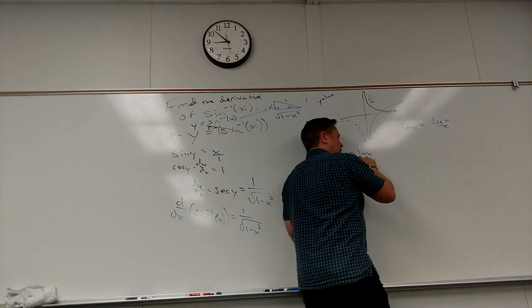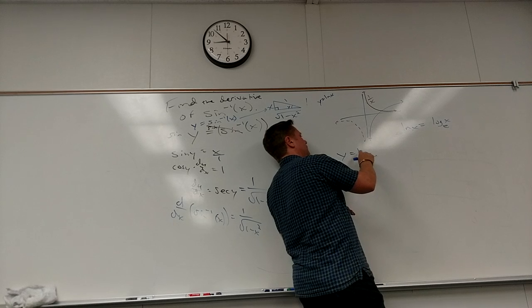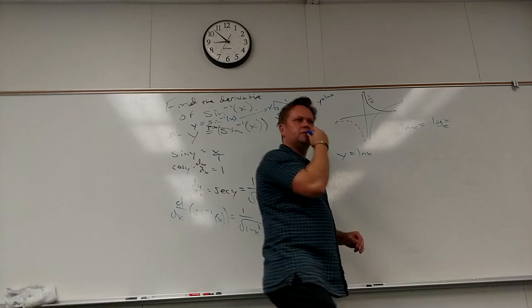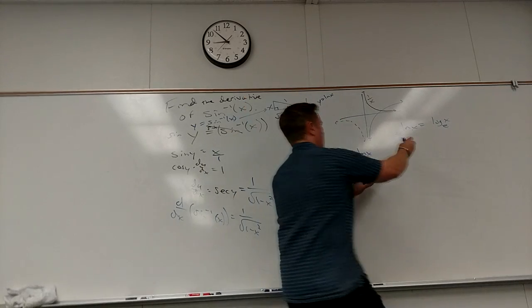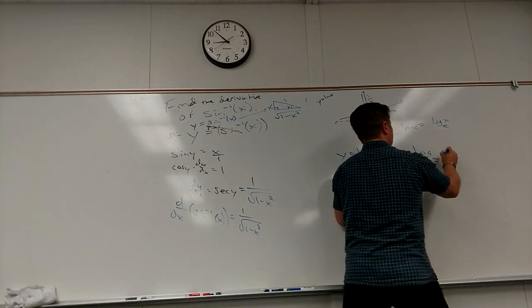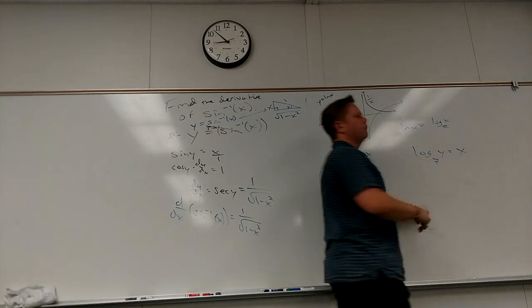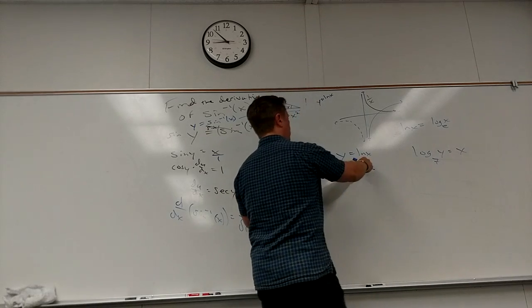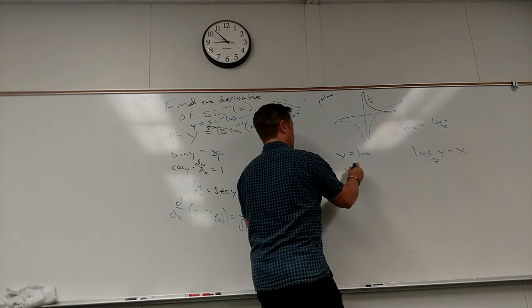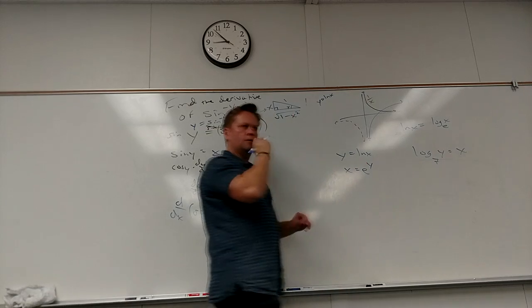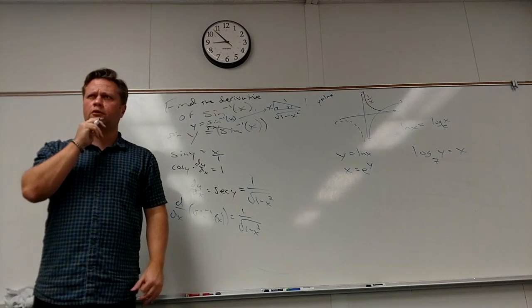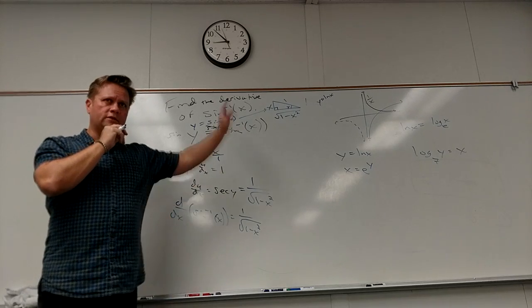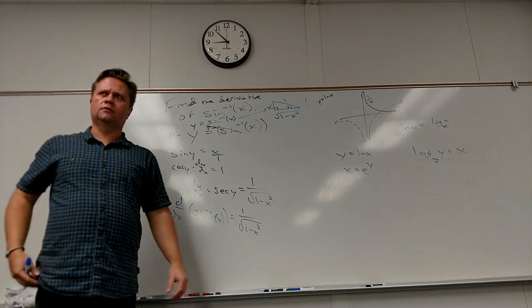How do I rewrite this then? It's going to be e. How do I rewrite log base 7 of y equals x? How do I rewrite that exponential? Yes, okay, so how do I rewrite this? e to the y equals x. Right? Those are both equivalent. Go ahead and finish that out. Take the derivative, find dy/dx.